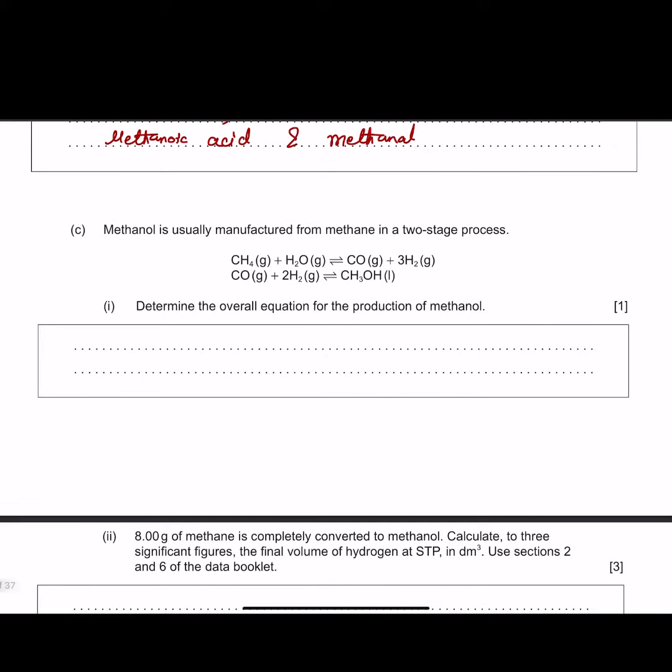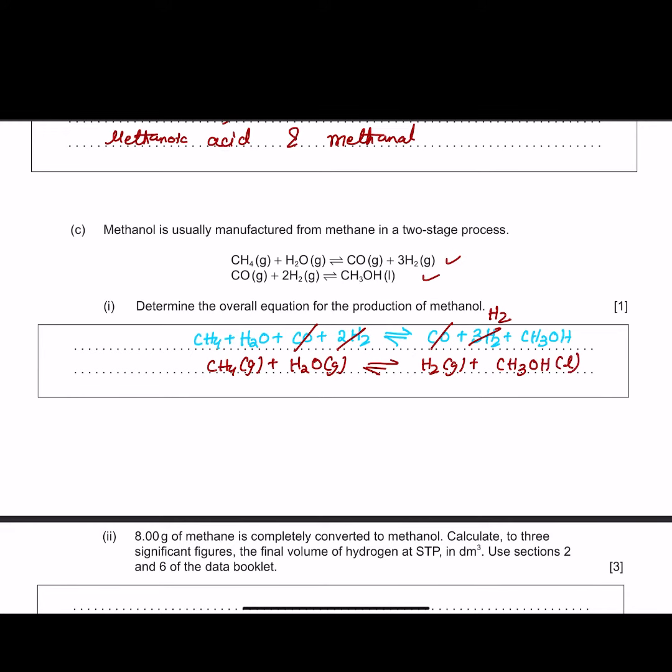Now, in the next question, it's given that methanol is usually manufactured from methane in a two-stage process. So you have two reactions, and these are the two steps for the formation of methanol from methane. Now we have to find the overall equation. We just have to add these two equations and cancel anything that's common on both sides. While adding these two reactions, we will get this initially: twice H2 on the left, and the right-hand side would be CO plus twice H2 plus CH3OH. Now we have to cancel the common stuff. You have 2H2 here and 3H2 there, so it will just become H2. The final reaction will look like this, and you have to mention the states, obviously: H2 gas plus CH3OH liquid. This is the final answer.